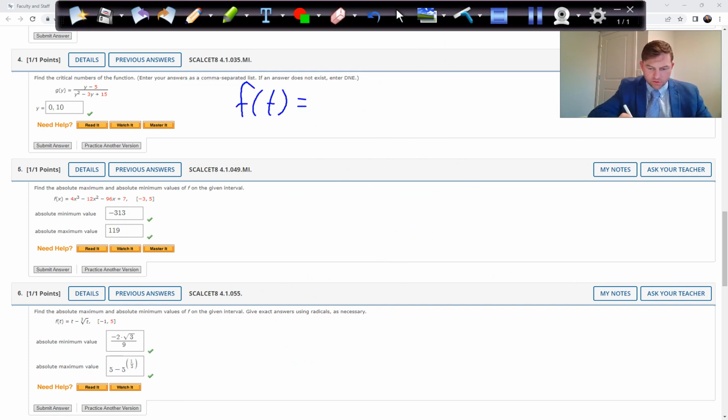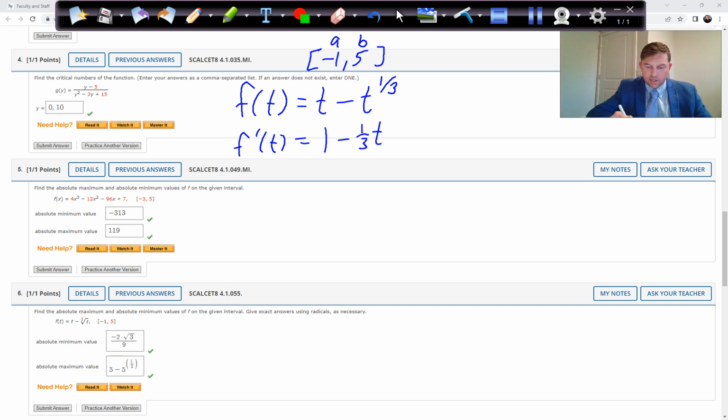F of t is equal to t minus, and I'm going to write this a little differently, t to the 1/3 power. And the interval is from minus 1 to 5. So that's A and that's B. Immediately find the derivative. So the derivative of f would be 1 minus 1/3 t to the minus 2/3. So again, power rule, bring the power down, subtract 1 from the power. And so what we get is this equals 1 minus 1 over 3 times, let me write it as t to the 2/3.